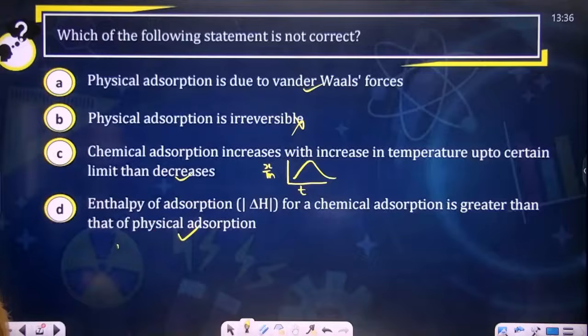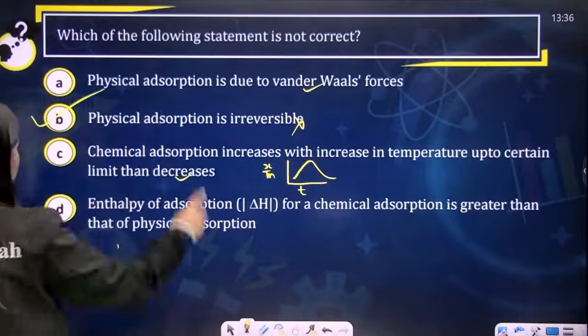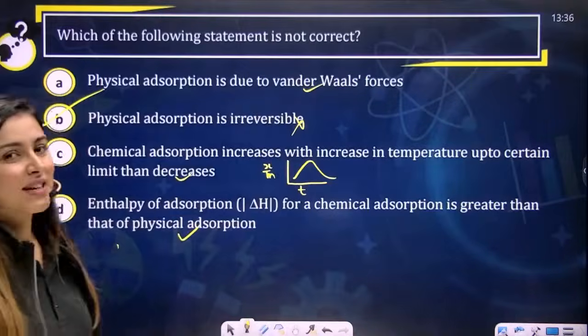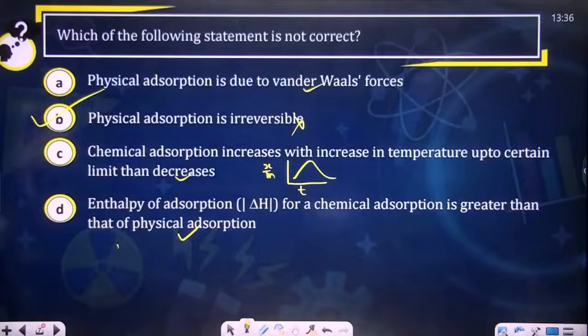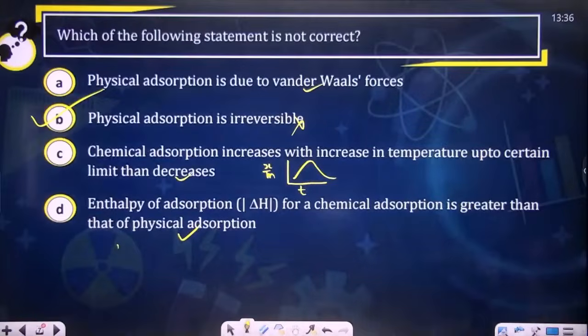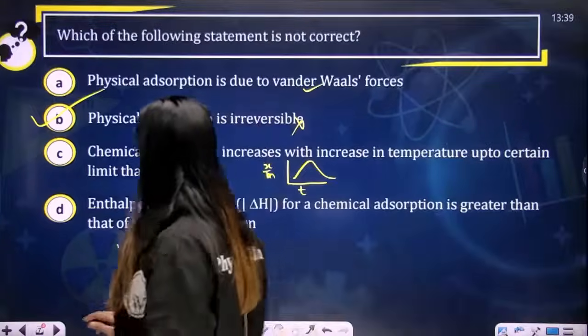You have to tell which of the following statements is not correct. Only one, that is this. So option B will be your correct answer, right? Yes, perfect. Please write it down, then we'll move forward. Just a second, students, and then we'll move forward. Okay. I hope you've written it. Now let's move forward to the next question.